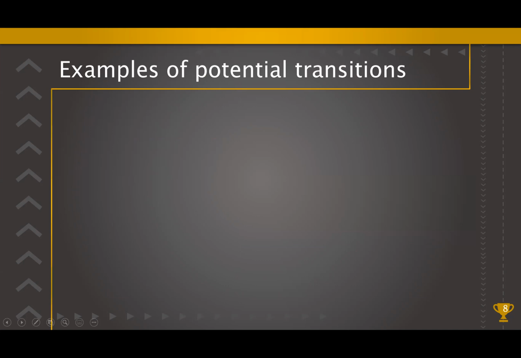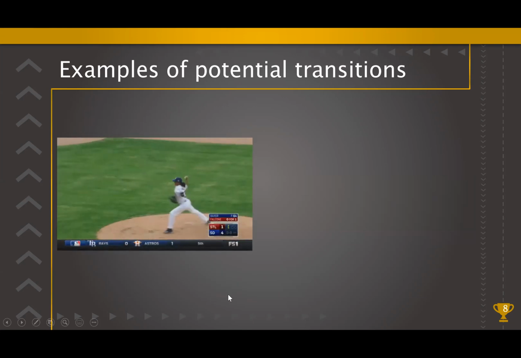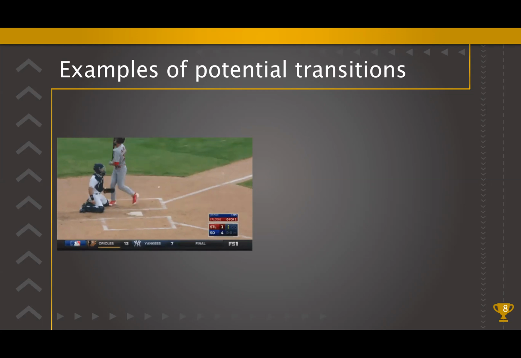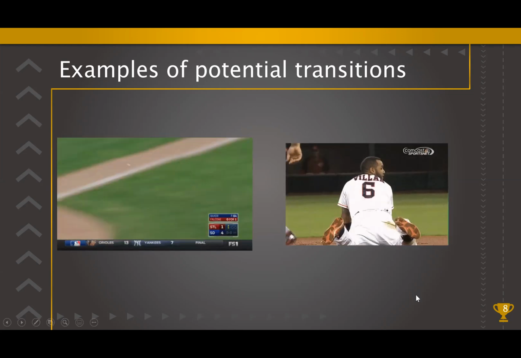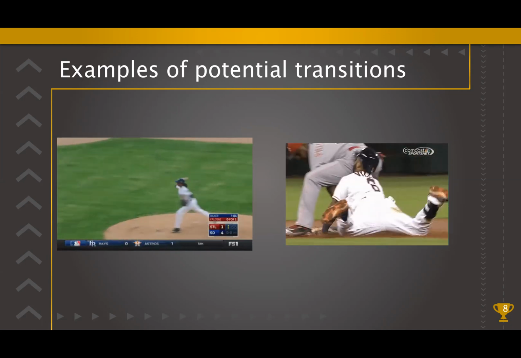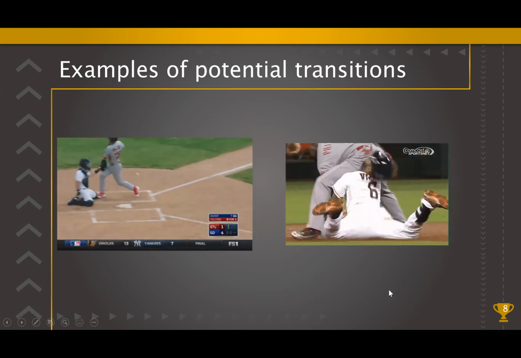For visualization purposes, here are two potential transitions. First is the potential transition of no runner with 0 outs turning into a runner on first with 0 outs since the pitcher hit the batter. Second is the potential transition of a runner on first and 0 outs turning into a runner on second and 0 outs, or no runner and 1 out.